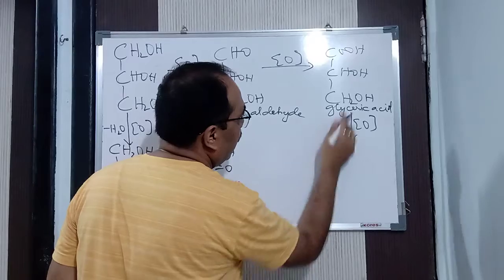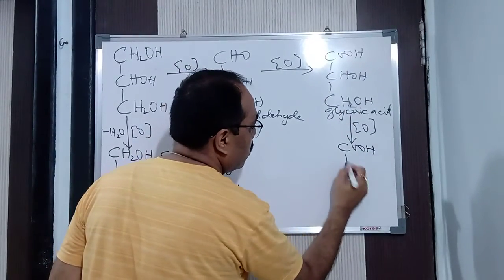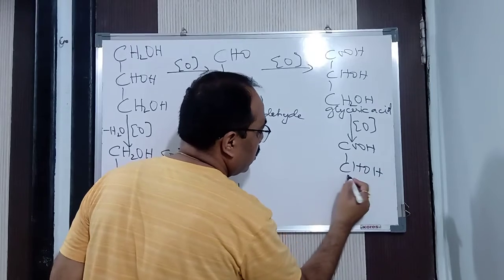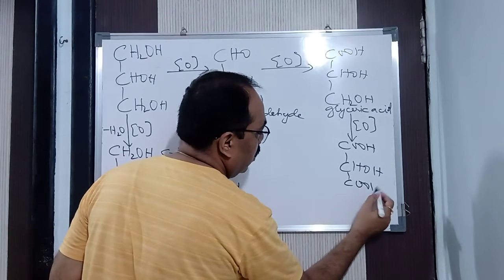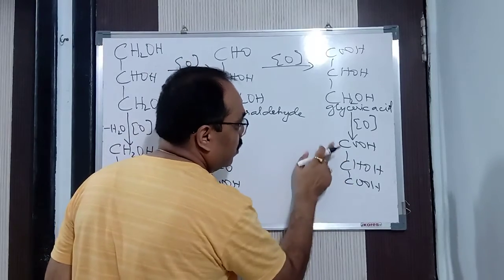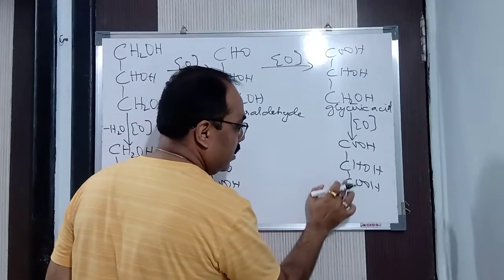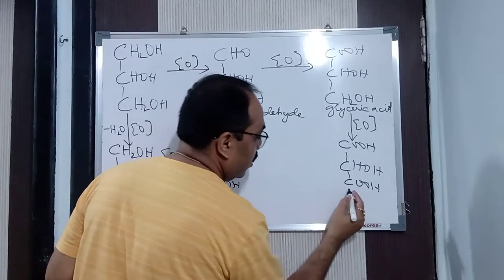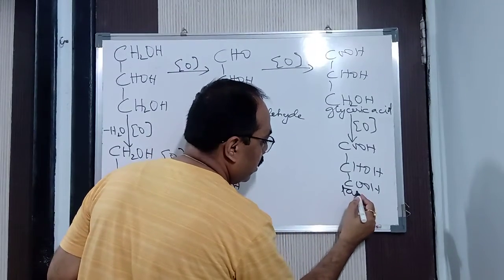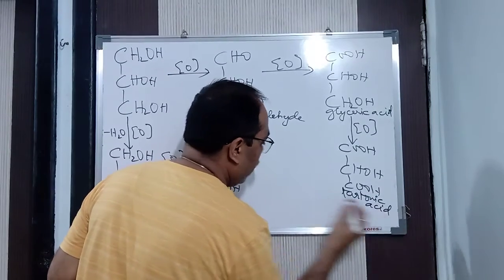Now this carbon is already oxidized. Now this particular carbon, got it? COOH, single bond, CHOH, single bond, COOH. This primary carbon now gets oxidized. Already this was oxidized, that is there. Now this secondary carbon remains as it is, and the primary carbon is again getting oxidized. So what is this known as? Tartronic acid. This is called tartronic acid.